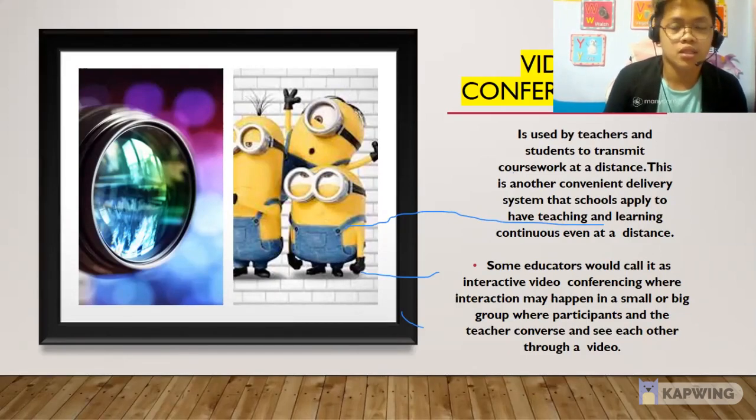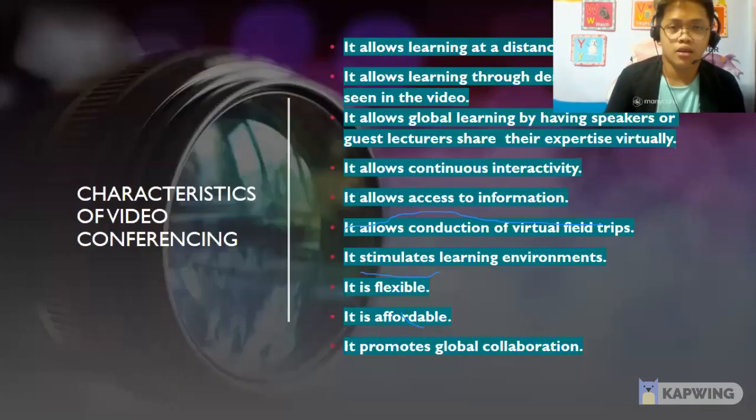The best example of this is Google Meet, and Teams. That is one example of video conferencing, because the teacher and the participants see each other through a video and interact. Okay, so there are characteristics of video conferencing. First, it allows learning at a distance. In this time, video conferencing is very important to deliver the lessons to every student.